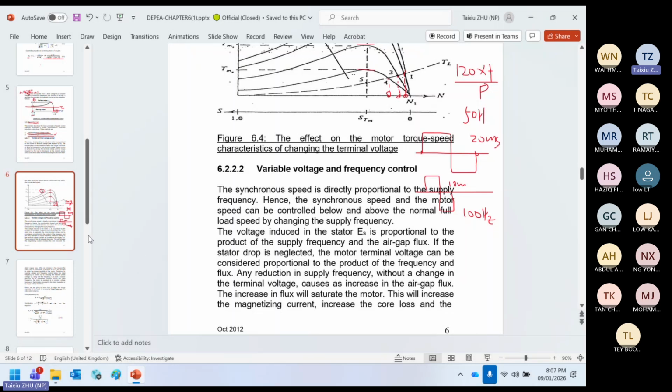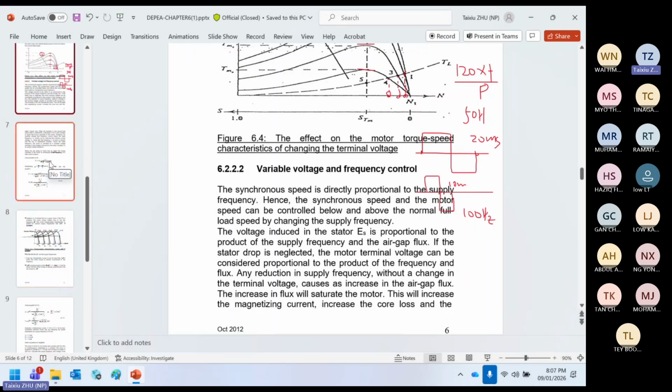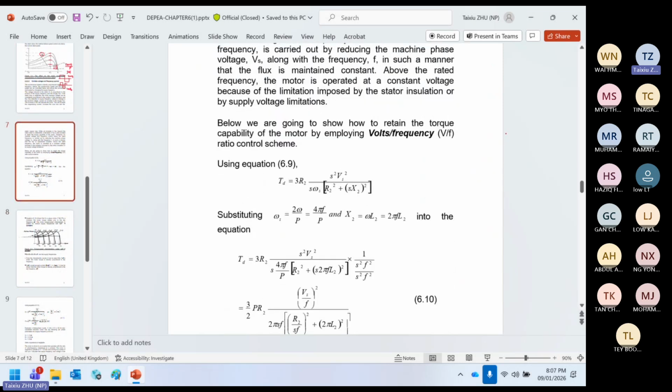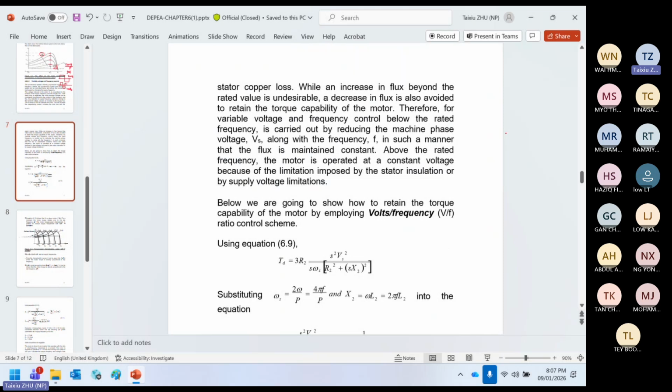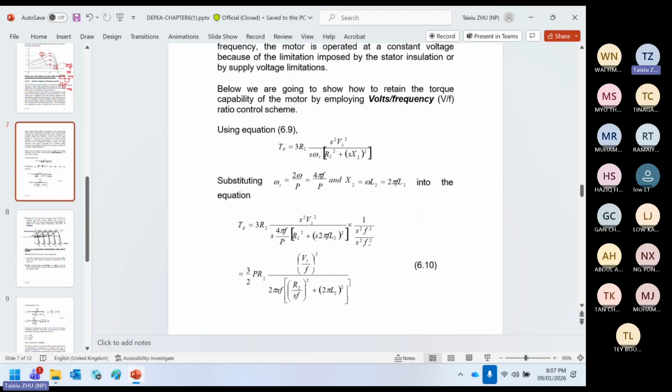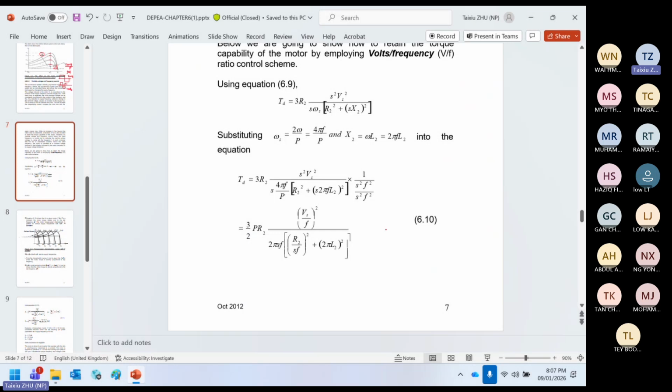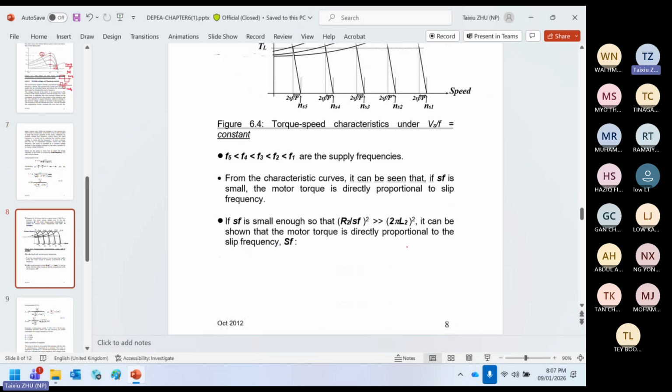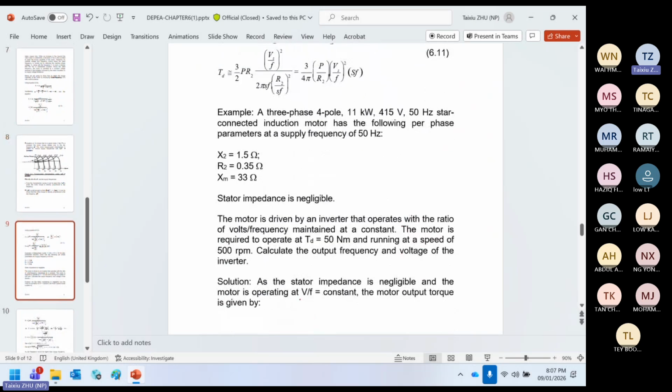Then we go to the next, and now slowly we will get to the heart of the speed control. Okay, now this one is the formula derived from there. I will just say the conclusion, because it's quite involved. You have to do a rearrangement of the equation, and eventually you get this conclusion here. V over F constant. That means when you change your frequency, you also change the voltage, so I make the ratio constant.